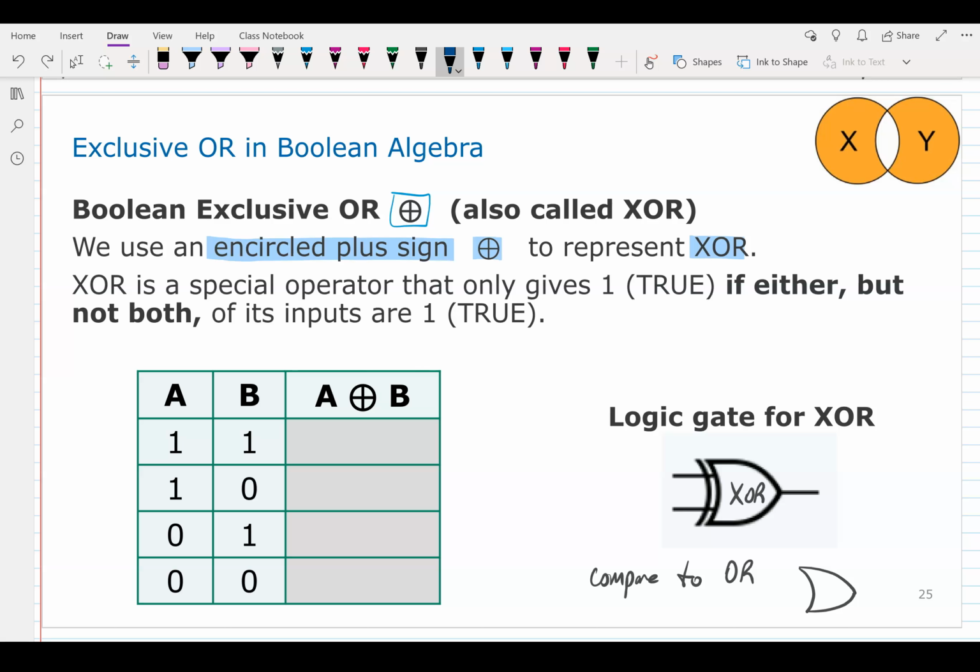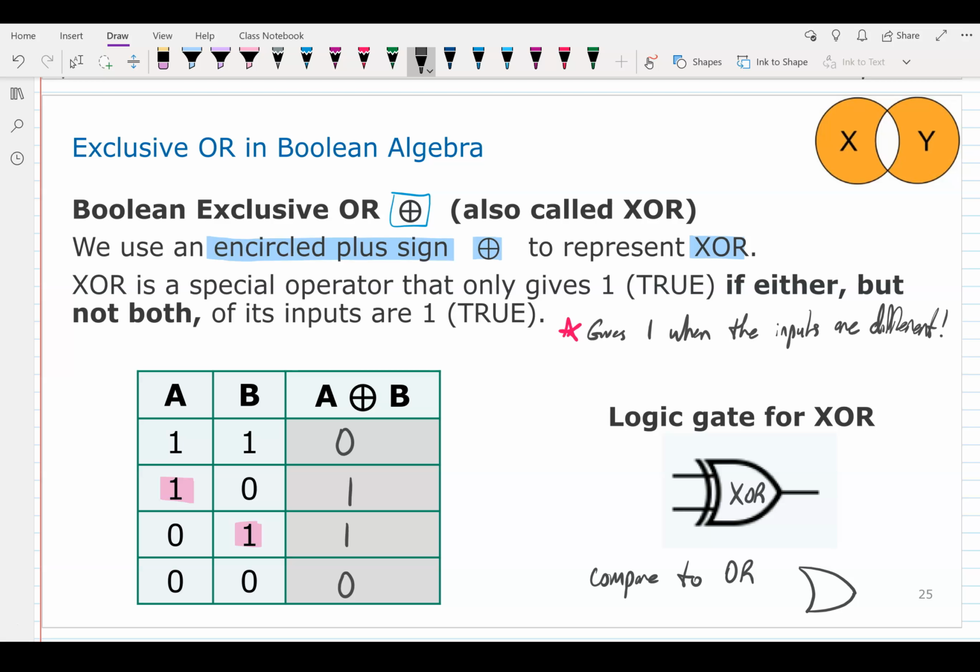So, A or B. Let's look at this. A or B, but not both. So it gives a 1 if either but not both of its inputs are 1. Look at this. This is 1 and this is 1. So either but not both is 1, so this must be 0. We're allowed to have one or the other, but only one or the other, not both. In the second case, one or the other, that's great, that gives a 1. In the last case, either but not both must be 1. Well, they're both 0, so this is a 0. So XOR is a weird one. XOR is definitely strange. Let me make a note here.